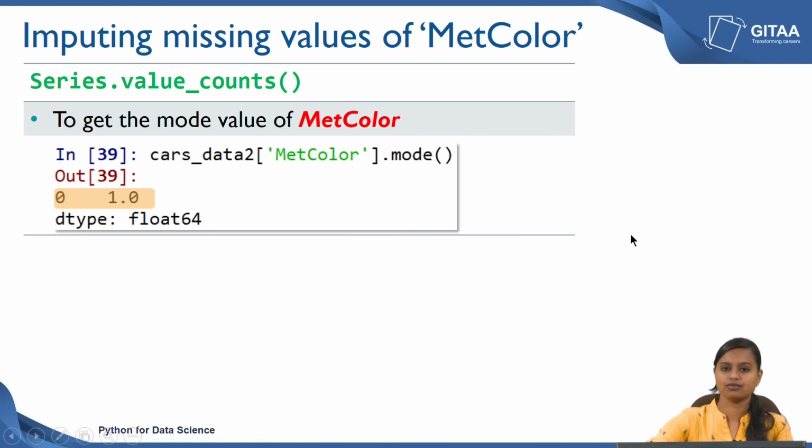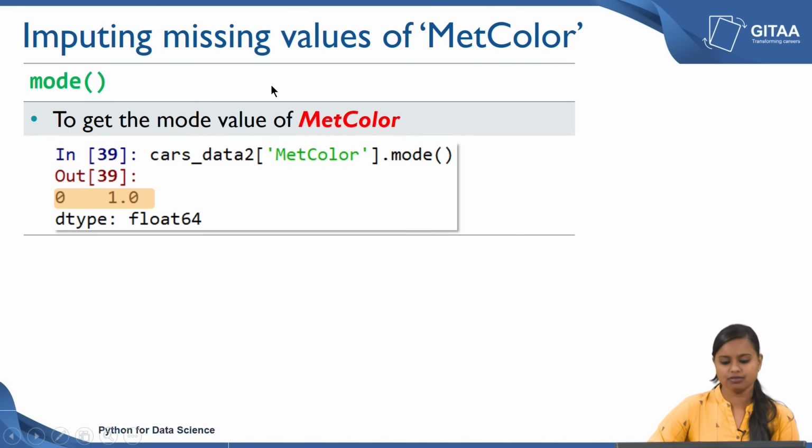We are going to now consider the met color variable. Here also we are going to impute all the missing values of met color with the modal value of the variable met color. Met color is basically the metallic color of the car. As we know, the met color has two values: 0 represents the car does not have a metallic color and 1 represents the car has a metallic color. So, there are several ways using which you will be able to fill in the modal value.